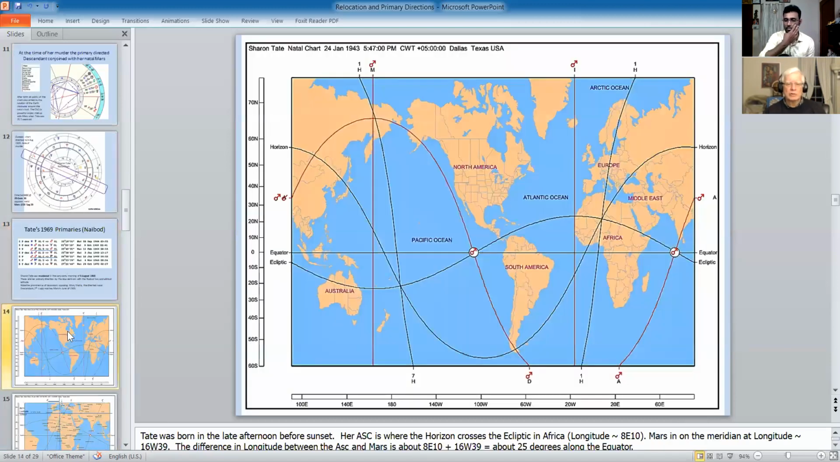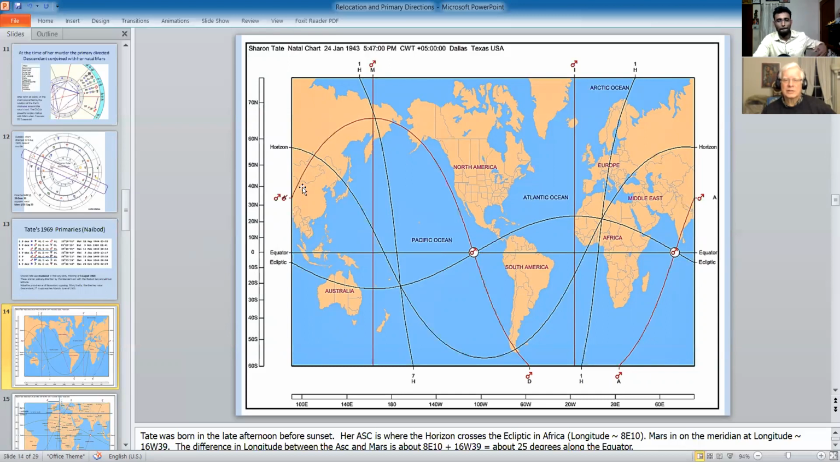Now, to show you the relocated chart, this will take a little explanation. This is a world map. And what the software does is it takes key points in her birth chart and maps them onto the map of the world. So let's start with this line. This line across is the equator. This is true for everybody. The equator goes across here.